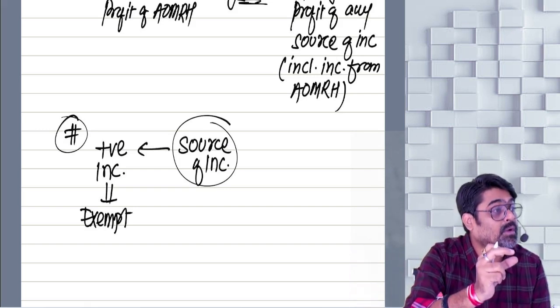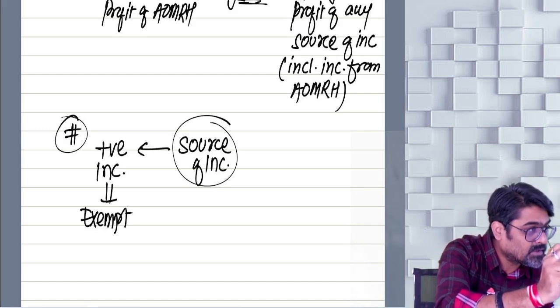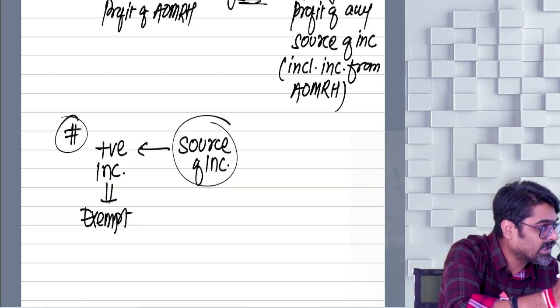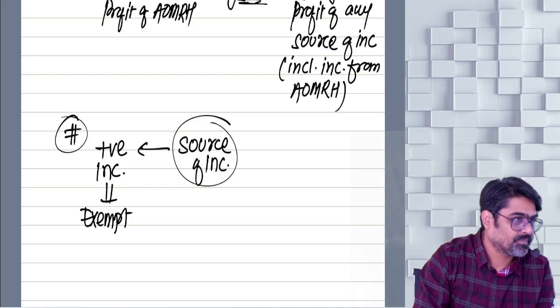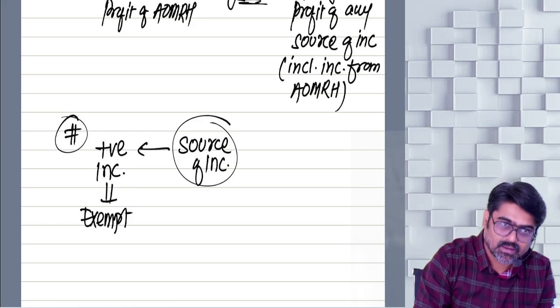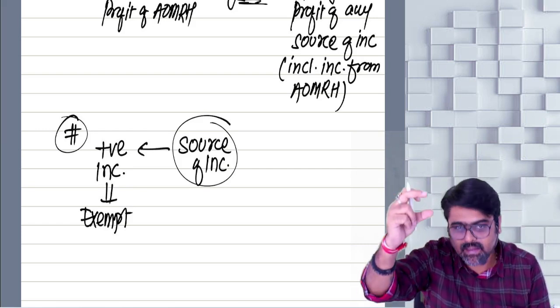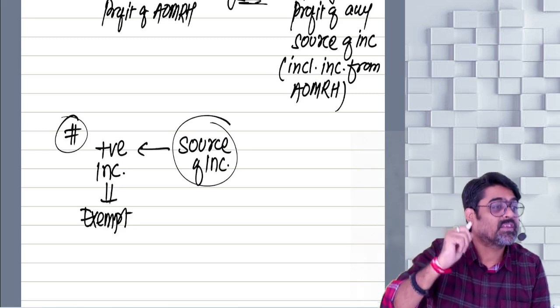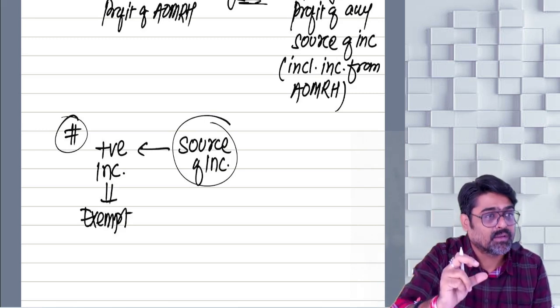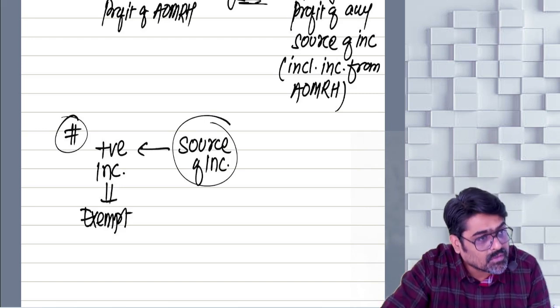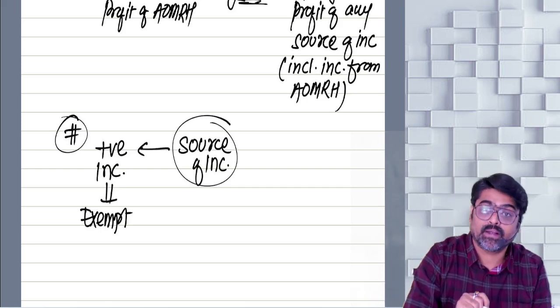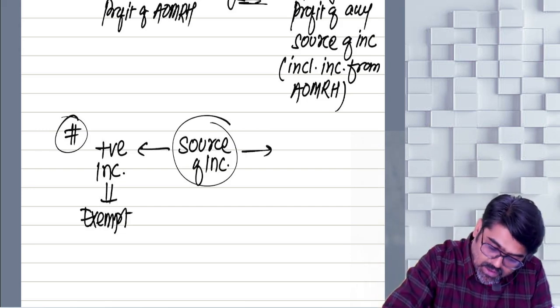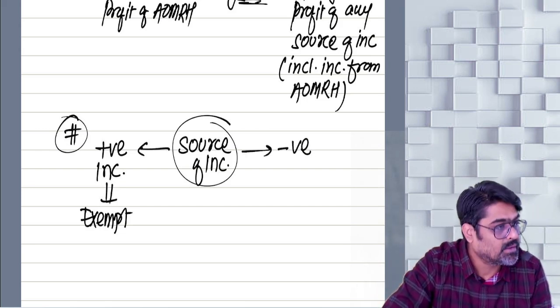Positive income means what? Income minus expenses, income minus deductions, will give you a positive taxable income. Done, sir? And what is negative income? Income minus expenses might give you a loss also. So any source of income whose net positive income was there, we were exempting. So that source of income can give you a net negative income also, no?